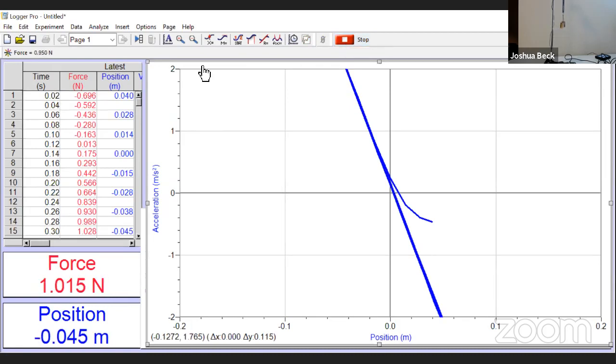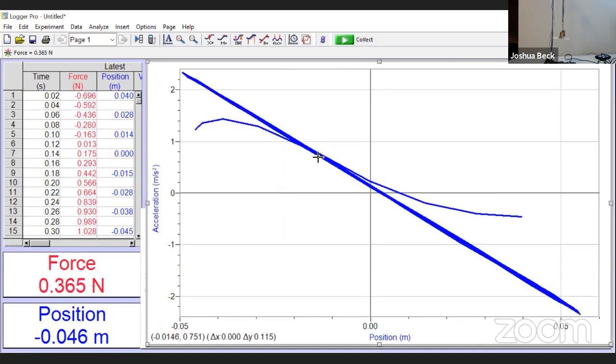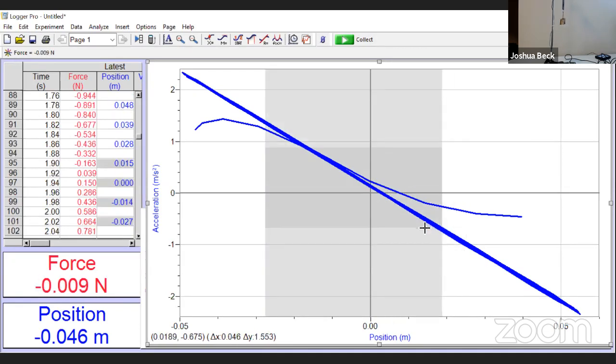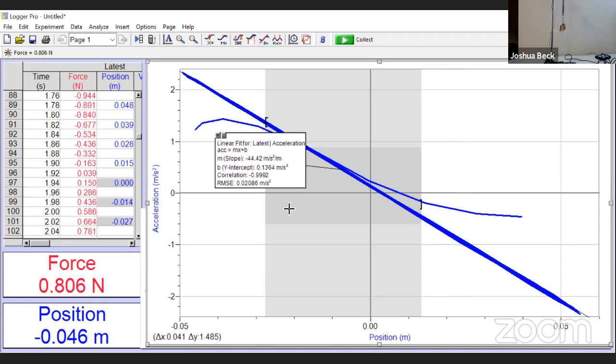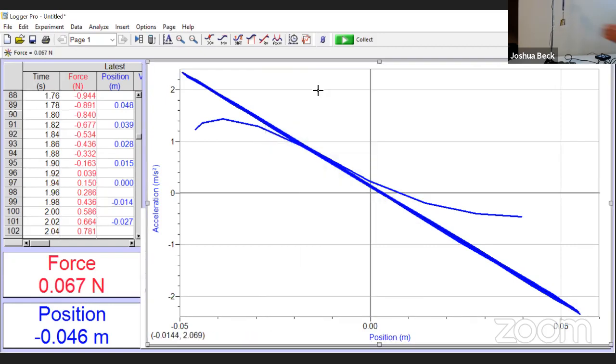And sure enough, I just rescaled it. There we go. And we get this slope right here. Okay, so we get this graph that looks like what we'd expect to see. I'm going to highlight this section here. Let's find the slope, and it says here that the slope is going to be negative 0.44. Excuse me, negative 44. Slope is negative 44. Okay, go ahead and stop this.